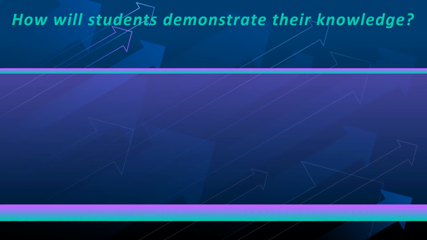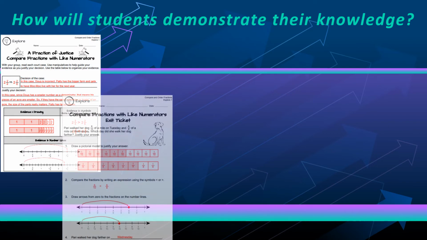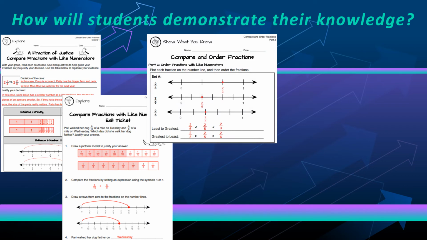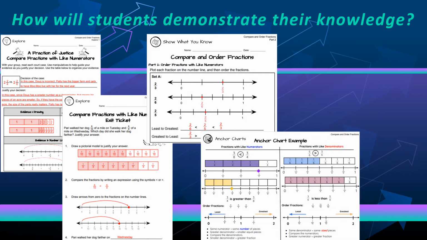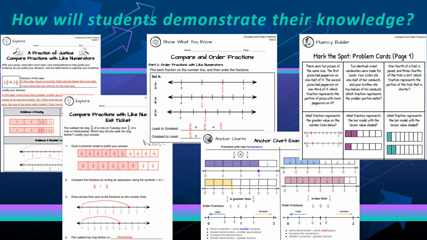Throughout the unit of study, we should see multiple opportunities for students to demonstrate their knowledge and understanding. This could include student journals, and exit tickets during the explores, and show what you know tasks as a follow-up. You may see anchor charts around the room. Students may also use fluency builders with games to practice and elaborate on their content knowledge. These activities provide the teacher with informal and formal assessments to gauge the student's understanding throughout the scope.